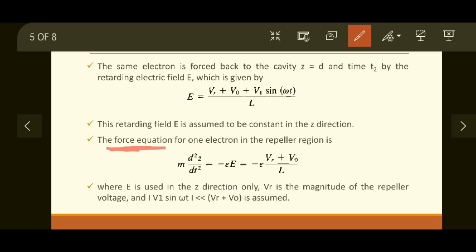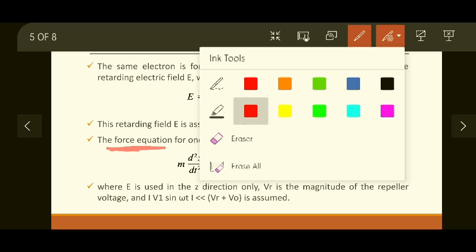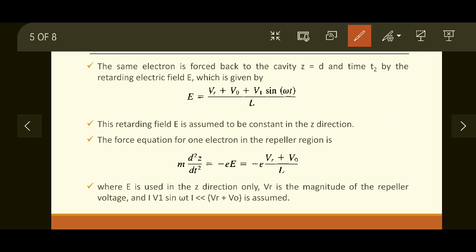Now from this we have to calculate the velocity and finally the time at which the electron will come back to the exit point of the cavity. So how to calculate velocity now? Now we know this is acceleration, d2z by dt square is acceleration. So if I integrate it, I will get a velocity.